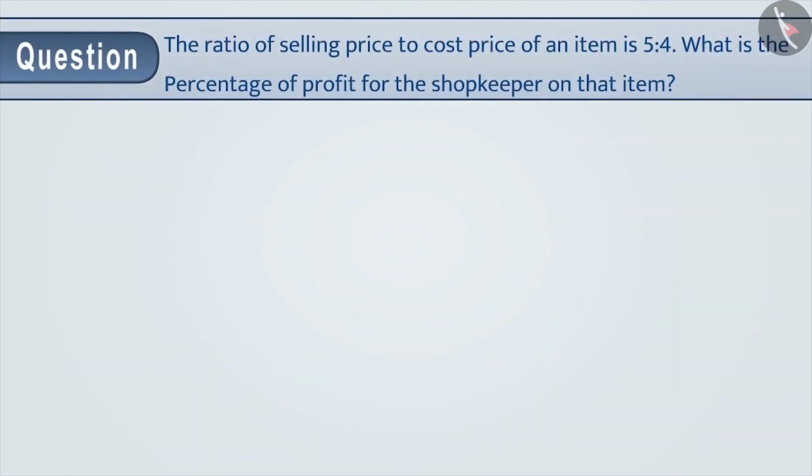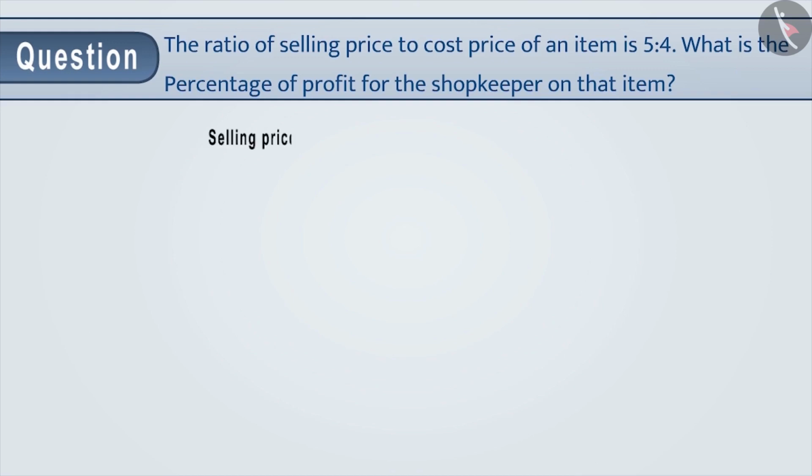Now let's solve an exciting example. The ratio of selling price to cost price of an item is 5:4. Find the percentage of profit for the shopkeeper on that item. Do you know that we can solve many examples without using the formulae? We will solve this example in this way.